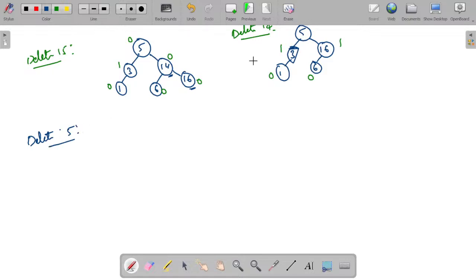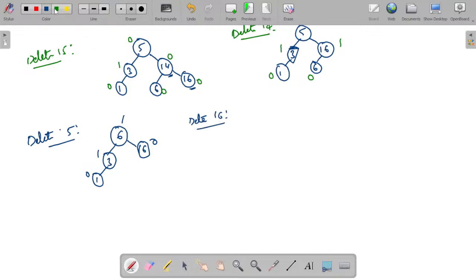5 is a root node and I have to swap that with the in-order successor, which is 6. So 6 goes up, 16 stays here, 3 and 1. So balance factors are 0, 0, 1, and for this it is 2 minus 1, which is 1. Now let me delete 16.